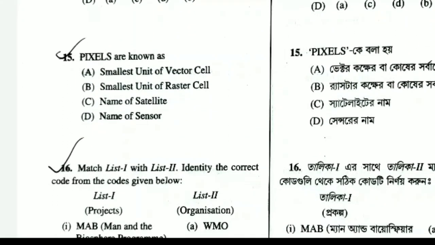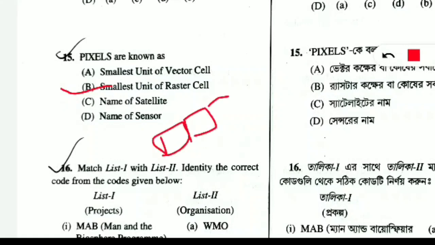Next question coming from remote sensing, very basic thing. Question is, pixels are known as what? We every time talk about how many pixels your camera is, 30 pixel, 48 pixel, 100 pixel. So here pixels are known as the smallest unit of a raster cell. Yes, you should not get confused between vector and raster. Raster are made up of the pixels that are in the square form. So these are the things which make the pixel in the raster cell. They are the smallest unit that are pixel. Let's move to the next question.